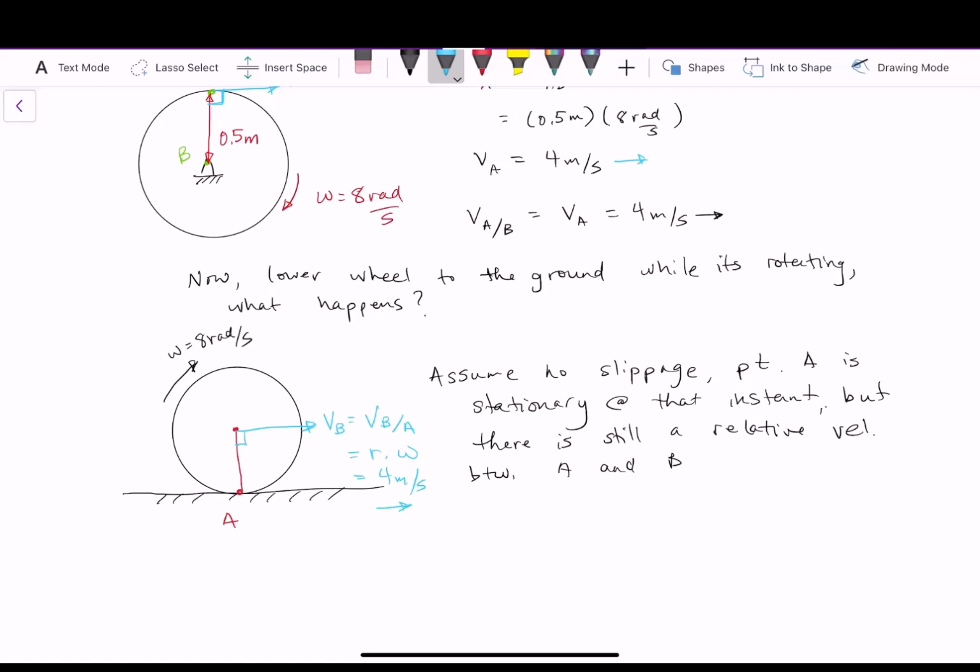So let's take this even further. Let's try to actually break this up into both translation and rotation to see what the velocity would be at various points on this disk or on this wheel.